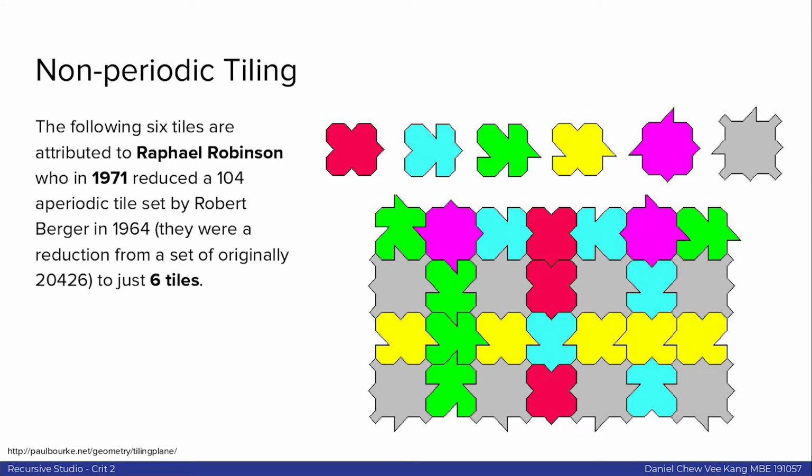Next, for non-periodic tiling, the following 6 tiles are attributed to Raphael Robinson, who in 1971 reduced a non-periodic tile set by Robert Berger in 1964, which was originally a set of 20,426 pieces. He reduced this down to these 6 tiles. By being a non-periodic tiling, this tile set can be repeated many times but would not have the same repetition.